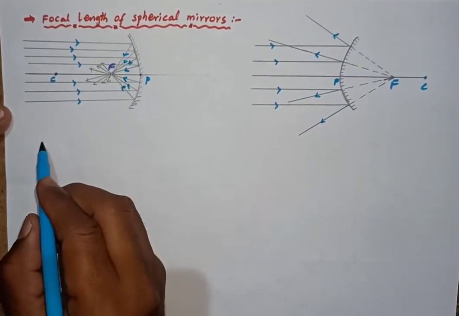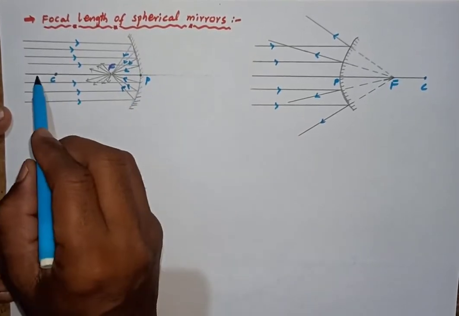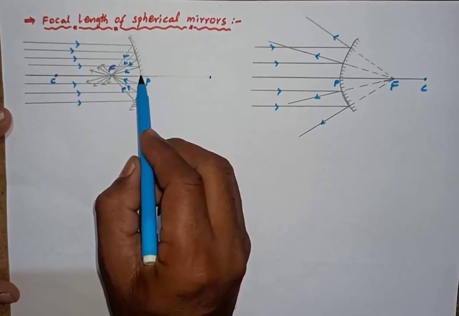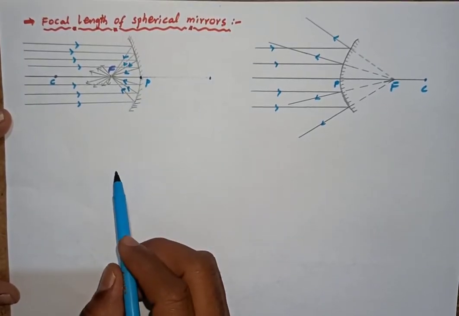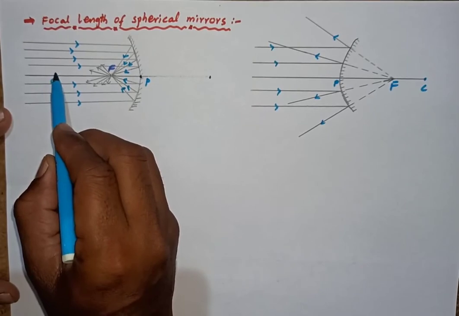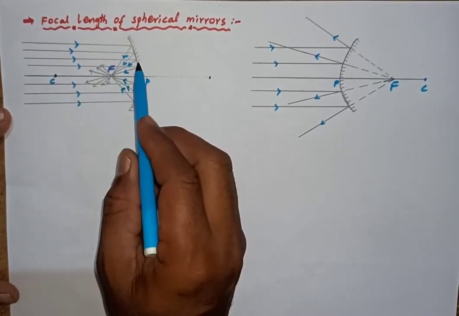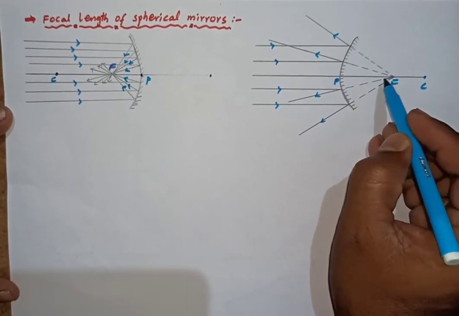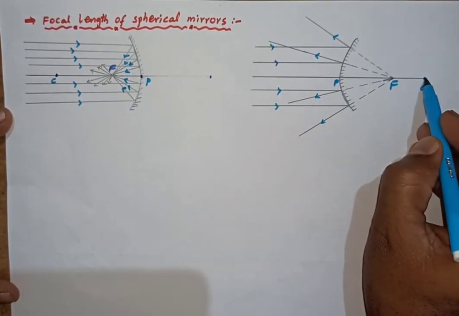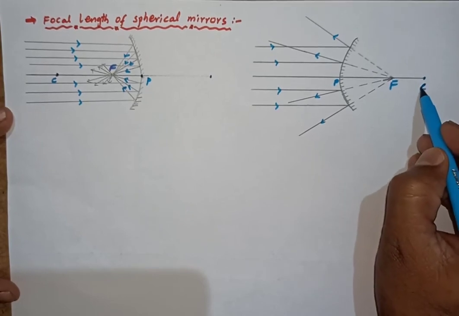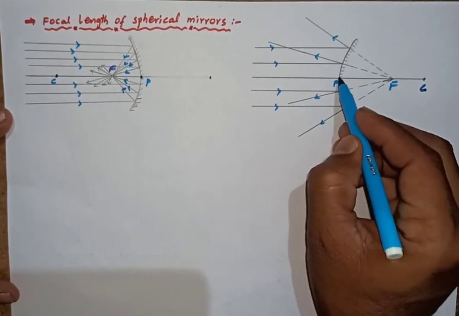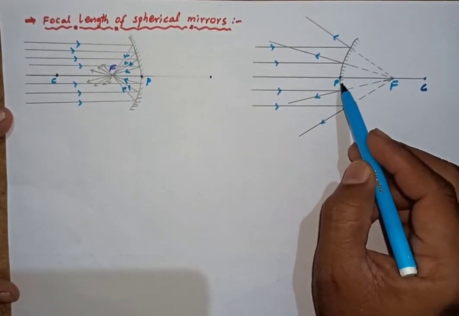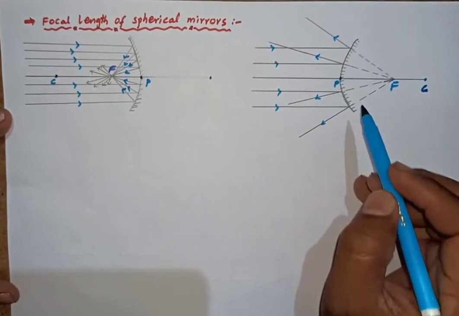Here is the concave mirror, and this is the principal axis. The pole we consider here, and this point C is the center of curvature of this concave mirror. Here is the convex mirror, this is the principal axis, this is the center of curvature. The geometric center of this convex mirror is called the pole.